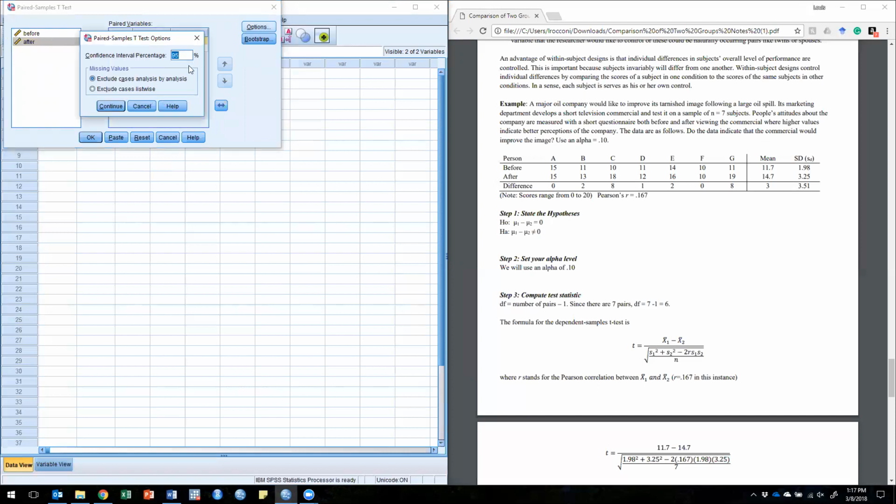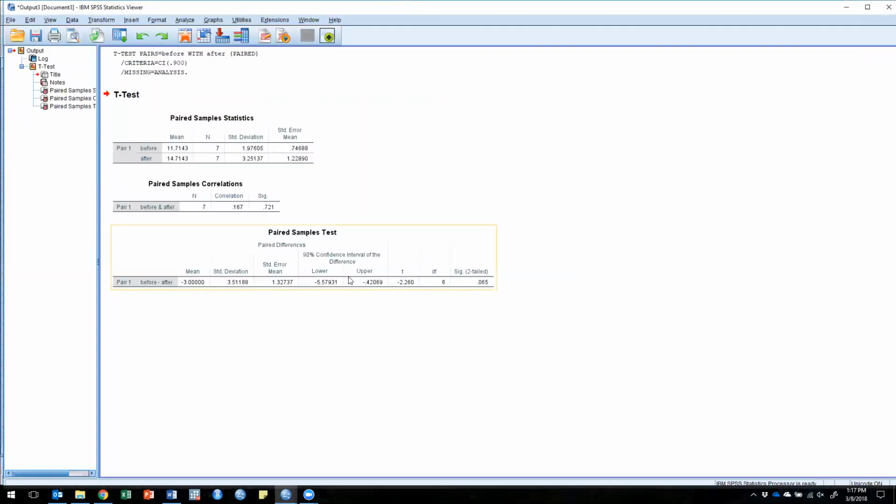You can use the options to change your confidence interval if you want. We're actually going to change our confidence interval here to the 90% confidence interval, since the problem asks to choose an alpha of 0.10. That would correspond to the 90% confidence interval. Then we click OK, and our output pops up.